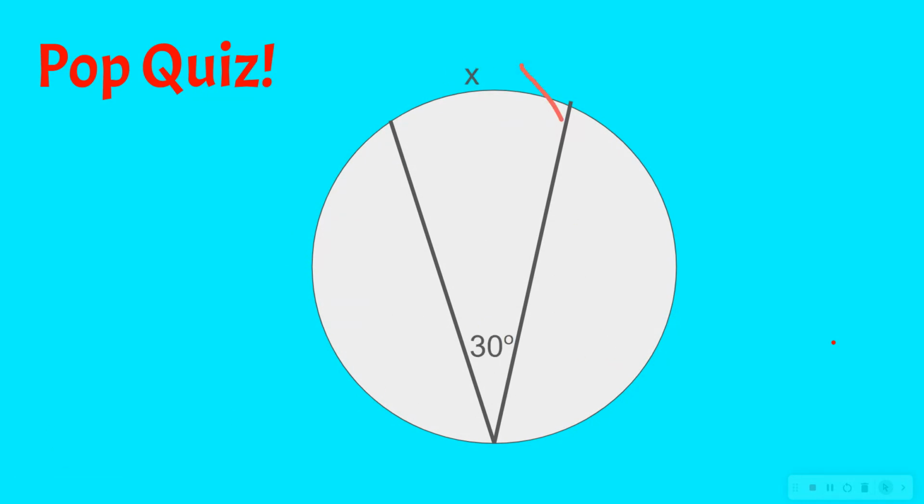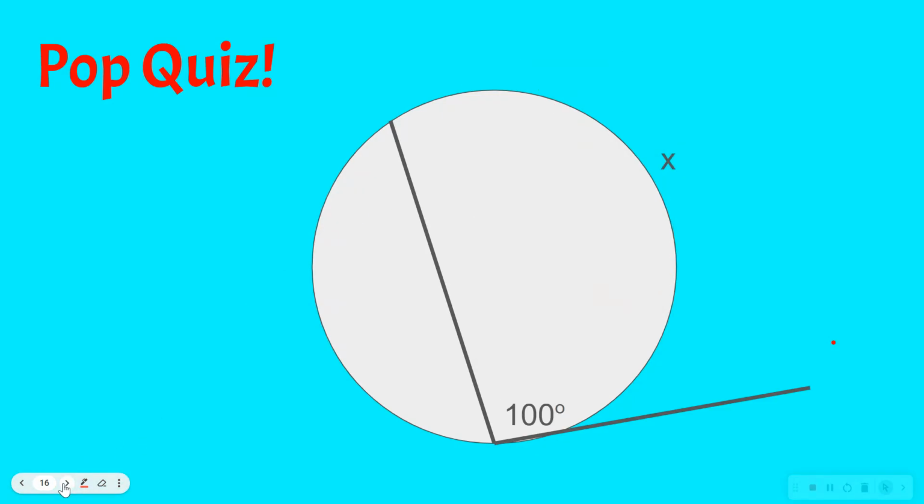Okay, so if I'm going this way, I half it. To go the other way, I'm going to double it. So when I double 30 degrees, my arc is going to be 60 degrees.